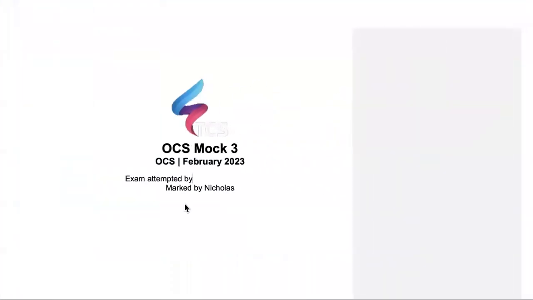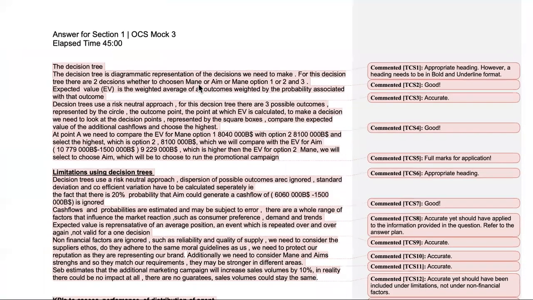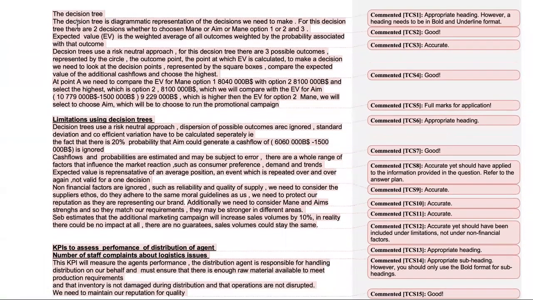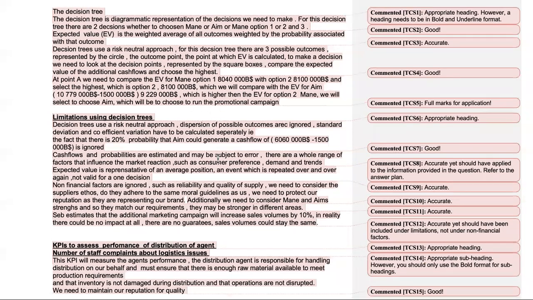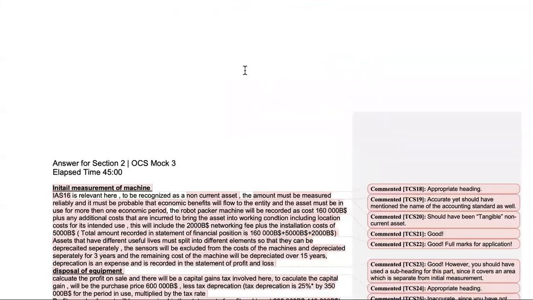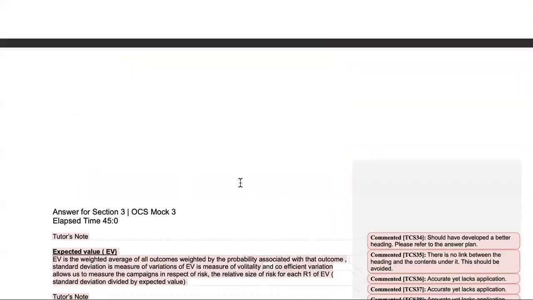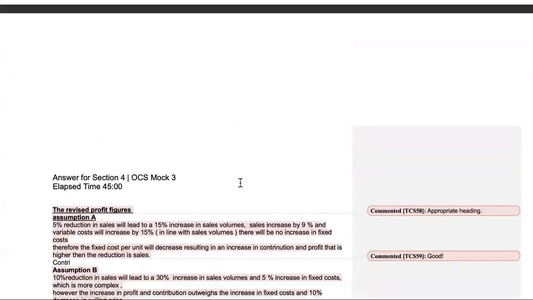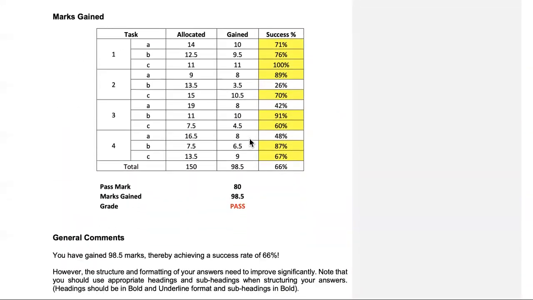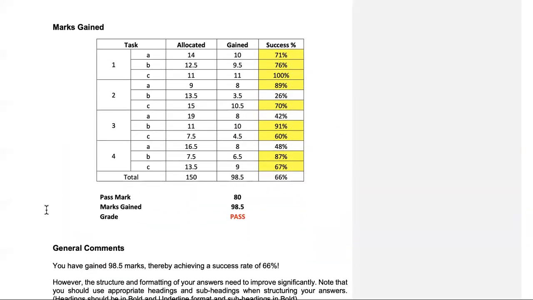And let me quickly show you the type of feedback which we provide at TCS. So as you can see, on a paragraph by paragraph basis, we are providing in-depth evaluation, so that you can easily understand what your shortcomings are and improve the quality of your answers. And at the very end, mark allocations are provided for each and every subtask. And as you can see, the students' success rate is not too good in task 2B. Success rate is just 26%.